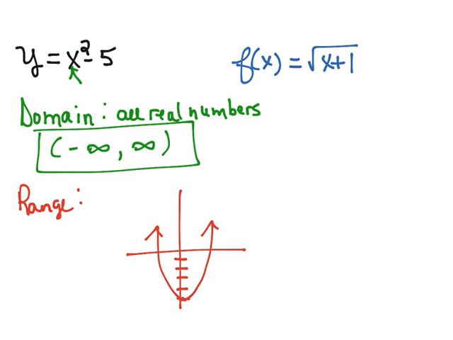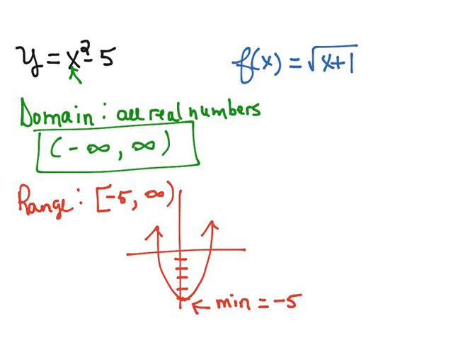So note that we have a minimum value of negative 5. So that means that our range is going to be all real numbers that are greater than or equal to negative 5. And in interval notation, we're going to write bracket negative 5 to show it includes the negative 5, and then we're going to go to infinity.